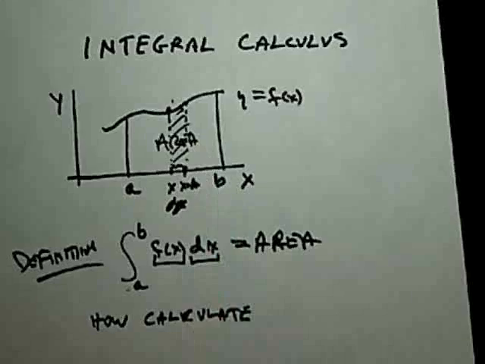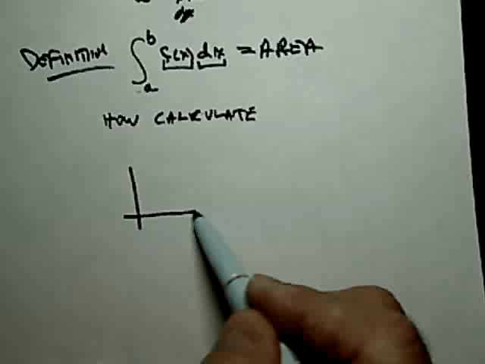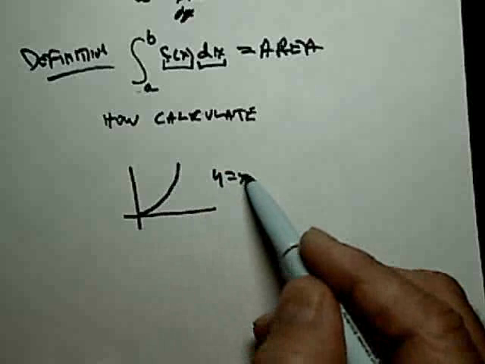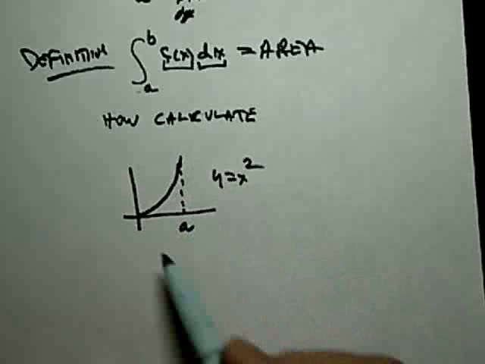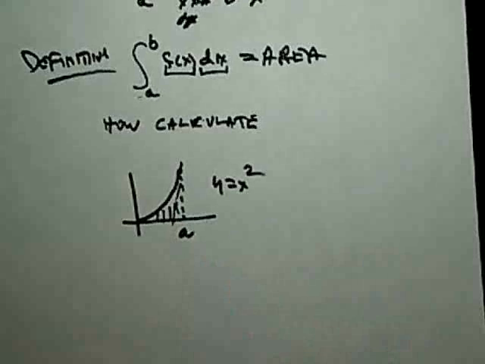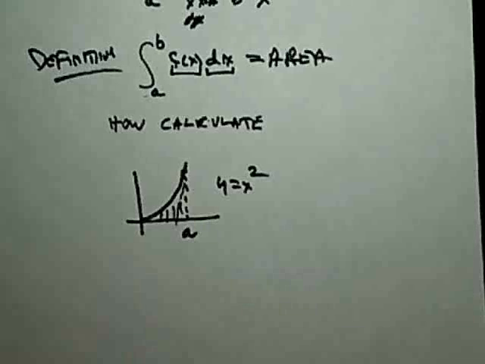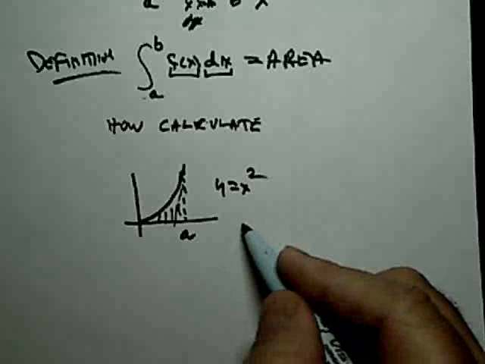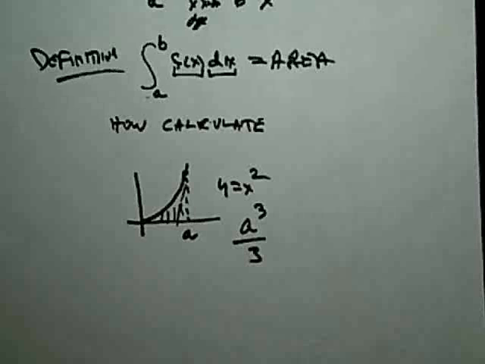For example, you could start out and say, okay, what is going to be the area underneath this parabola? This is y equals x squared. And if we're going to go out here to say a, what is going to be this area? Archimedes solved this problem. It's called the quadrature of the parabola, and he actually came up with an answer for it. But it isn't obvious what it is. As a matter of fact, it turns out that this area is a cubed over 3. But how would you know that? How would you guess that?